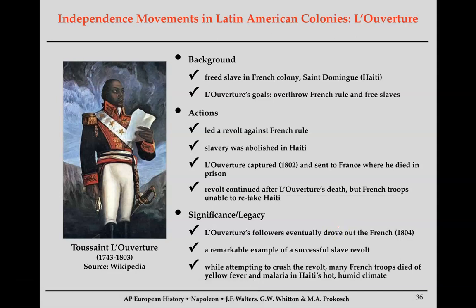So Haiti goes down as largely the first successful slave revolt in human history because they got a truly free country by 1804.